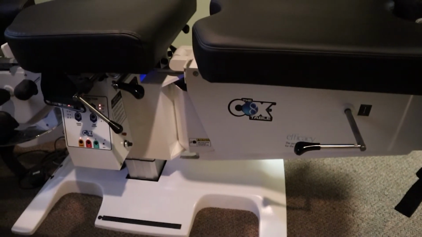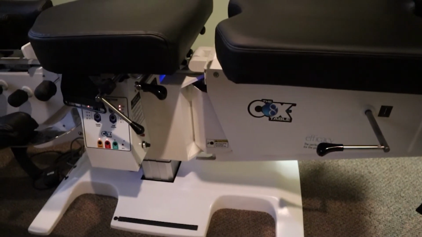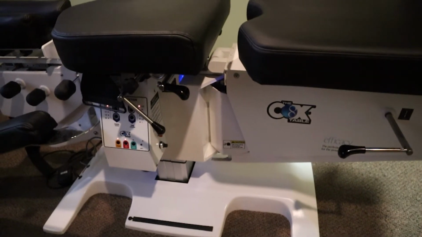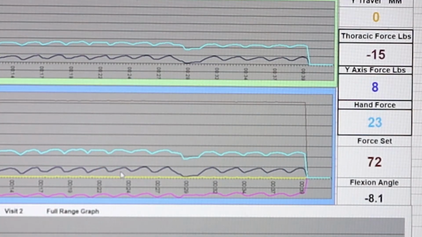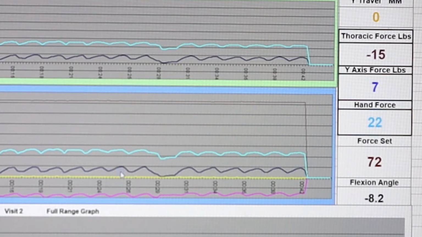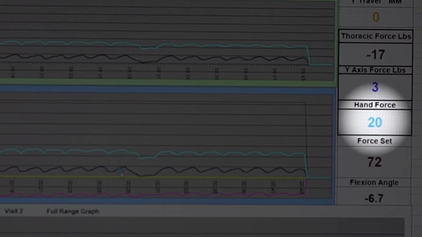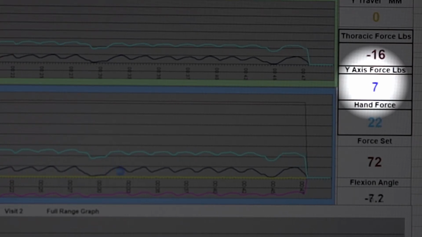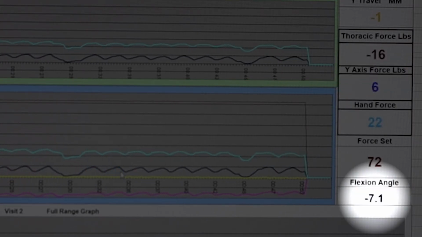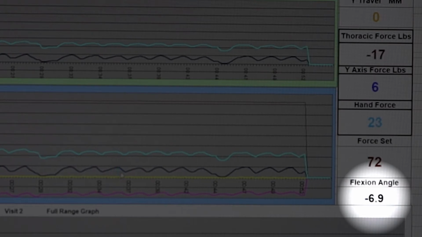One of the biggest things that sets this table or instrument apart is the built-in force plates with sensors connected to a computer. These sensors allow us to measure and watch in real time the forces that are being applied to the patient. We can measure things like the doctor's hand pressure, the amount of axial distractive force being applied, and the degrees of motion that the patient is tolerating in multiple directions.